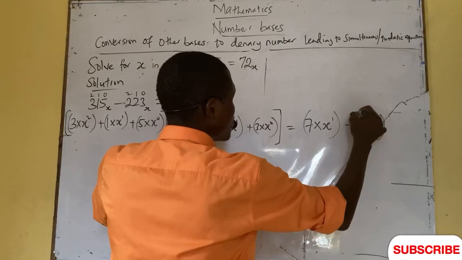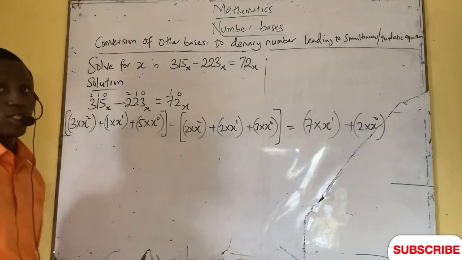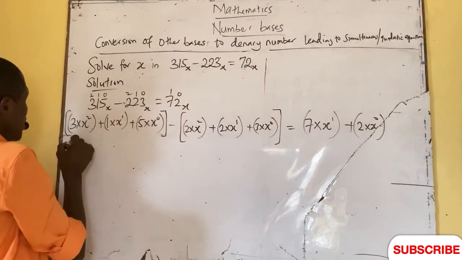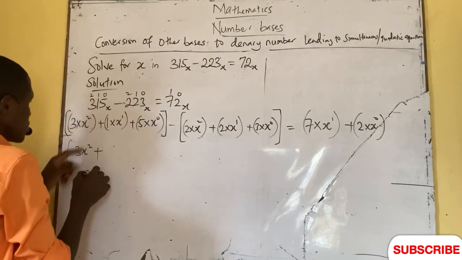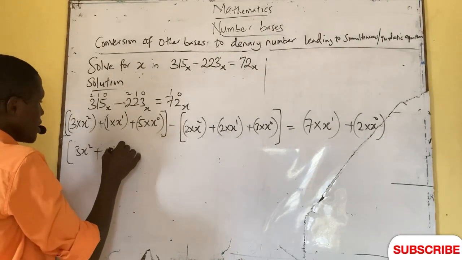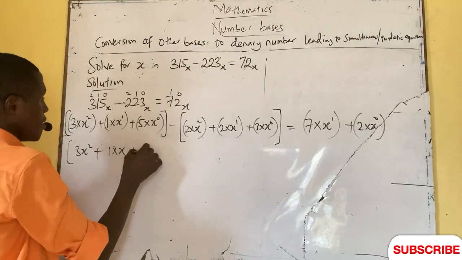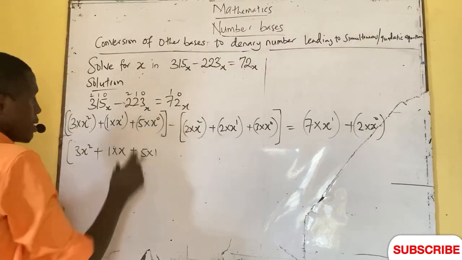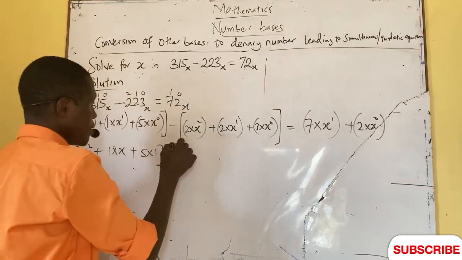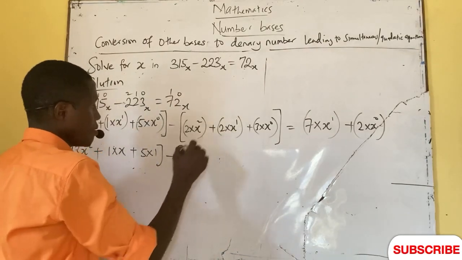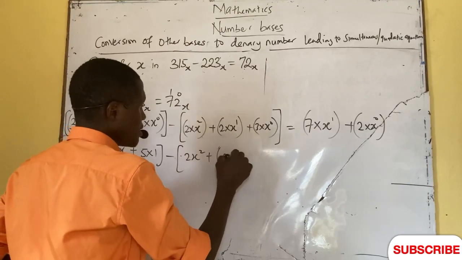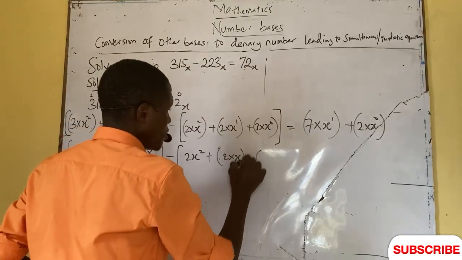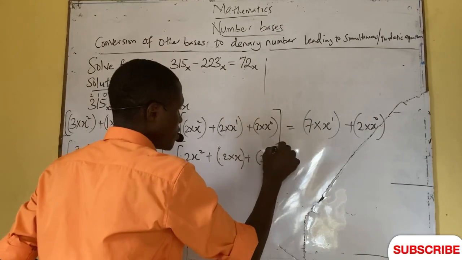We don't need to use square brackets here because this is the only one that we have on the other side. So now we have what? Over bracket. Now this is 3x squared plus 1 times x plus 5 times 1, because x power 0 is 1. Bracket close minus. This is 2x squared plus 2 times x plus 3 times 1. I hope you are following.